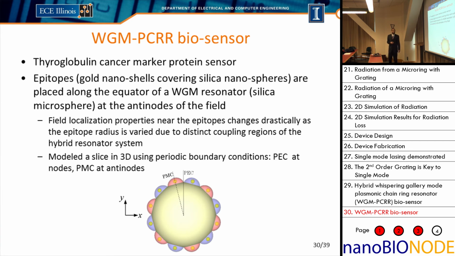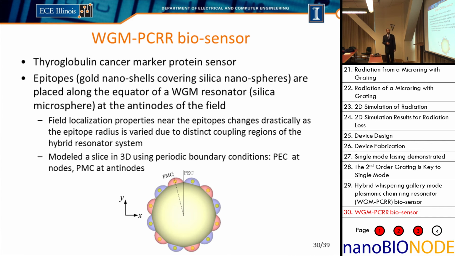There's a group that we collaborated with at NYU, and they have methods to use optical gradient force to trap particles around the perimeter of these spheres. Whether they can get it exactly the way that we simulate or not is still an open question. But the point is that we're going to trap or place these epitopes at these antinodes of the field.